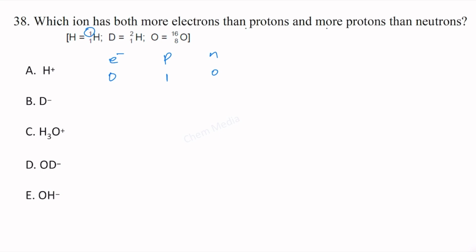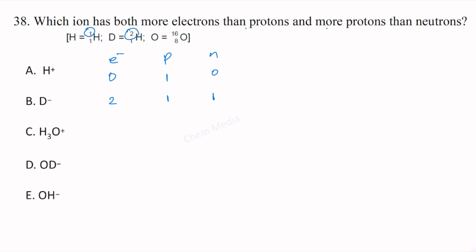In deuterium minus we will have 2 electrons. If it is simply deuterium, then the number of electrons will be 1, but it is given as D minus, therefore the number of electrons will be 2. And how about the protons? Protons will be 1 and this will have 1 neutron, that's why we got 2 here.